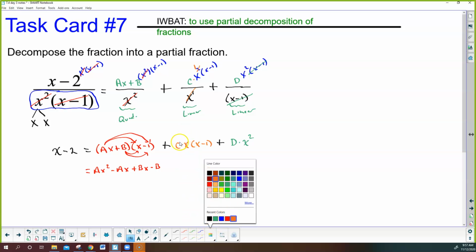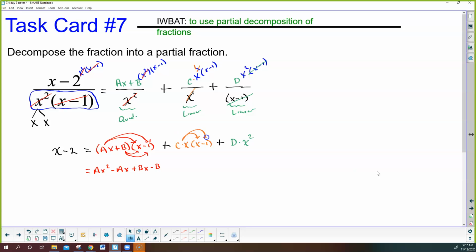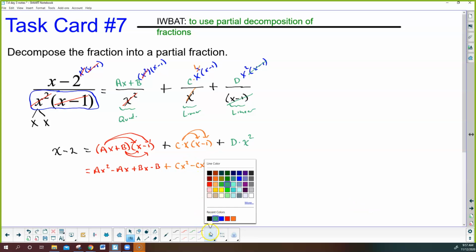The orange part, now keep in mind, this is c times x, so you could just write it as cx, and that's going to be distributed into the other two terms. So cx times x is cx squared. Cx times negative 1 is negative cx. And then d times x squared is just d x squared.